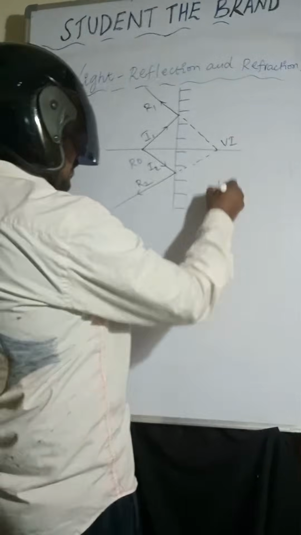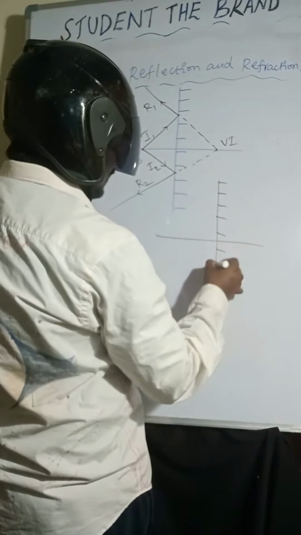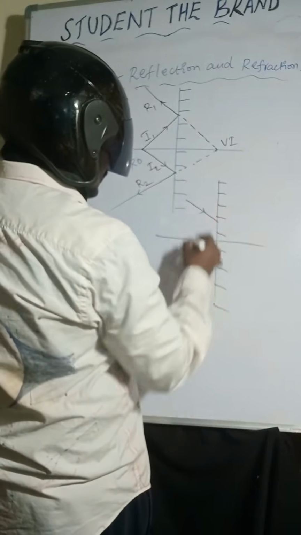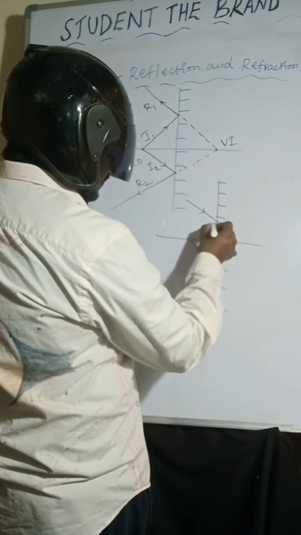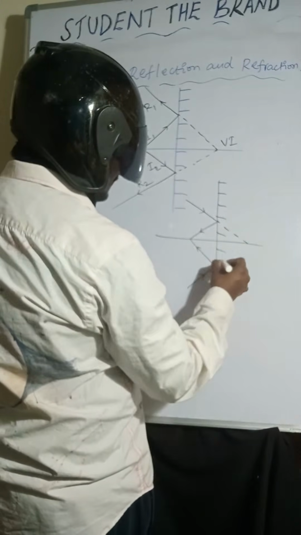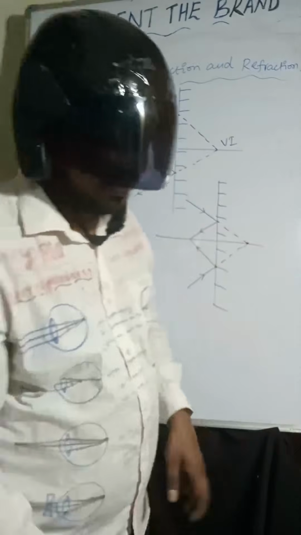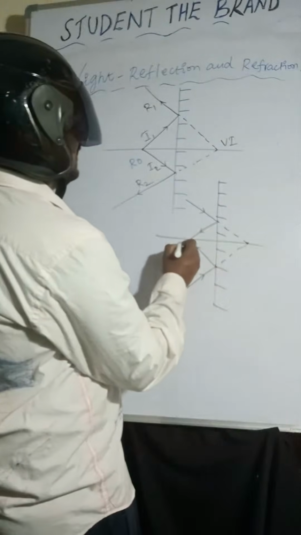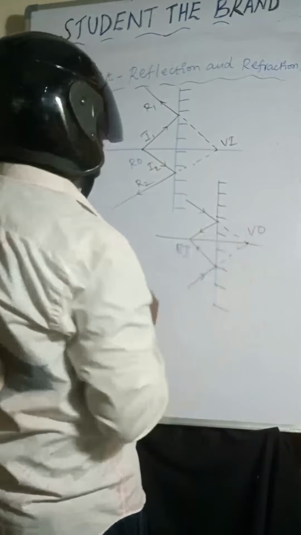Coming to one more. So this is one object. Light rays are coming from this point. After reflection, those are meeting at one point here. If we extend these light rays, the image is forming here. So observe. Is it clear or not? Here, this is the real image, virtual object.